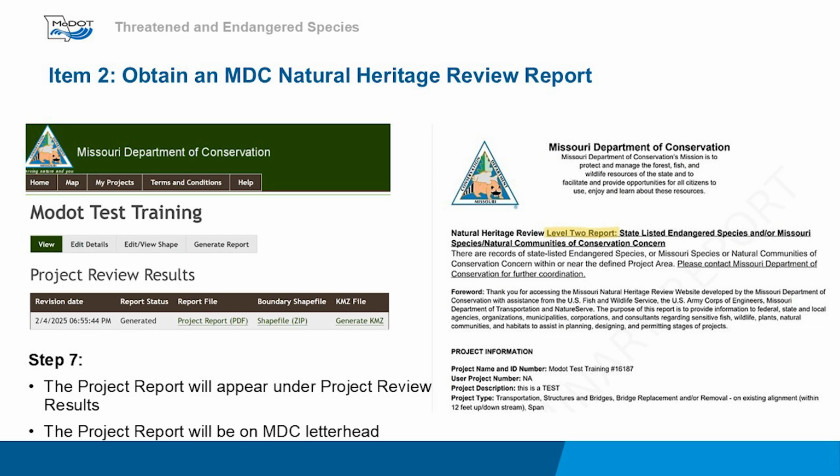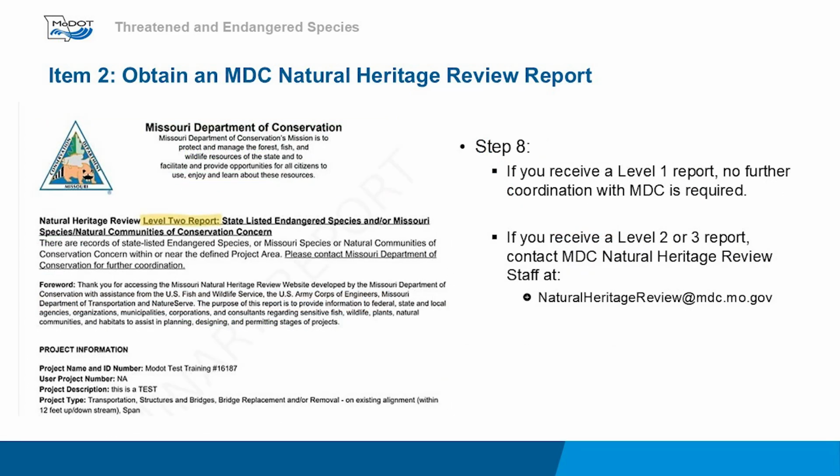Your report will indicate a Level 1, Level 2, or Level 3 report, which is highlighted in the image on the right of the screen. We will discuss these levels next. The project level summary is highlighted in the screen capture shown on this slide. If you receive a Level 1 report, no further coordination with MDC is required. Your report should be uploaded to the Request for Environmental Review site.